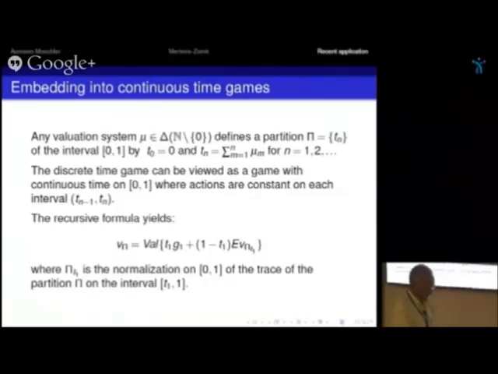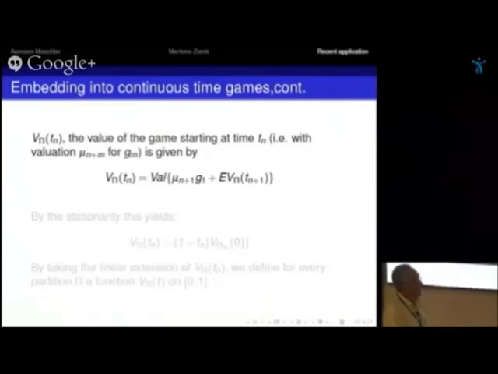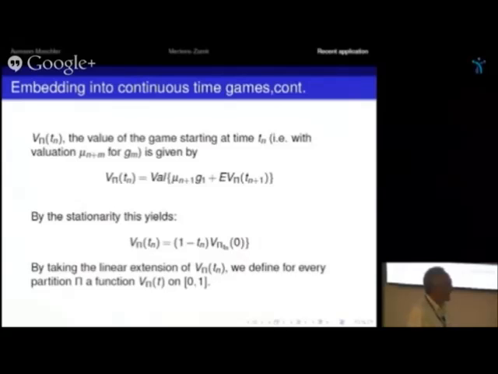This is a recursive formula here, and you can have the value of a game starting at time tn, in other words, with mu n plus m, is the value of gm, is given by this. So stationarity gives you this type of formula, and by taking linear extension, you are now defining a value which depends on the partition of a continuous time on 0, 1.